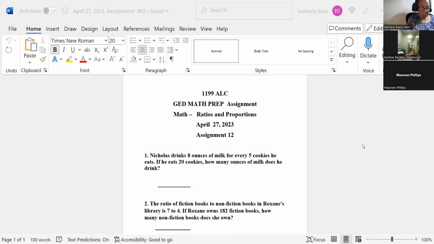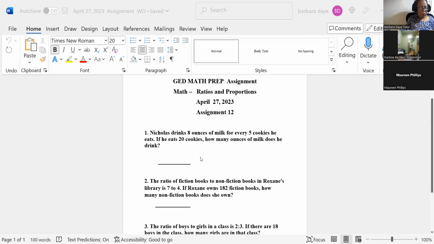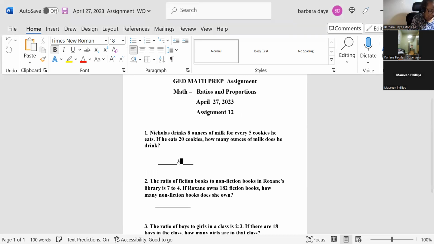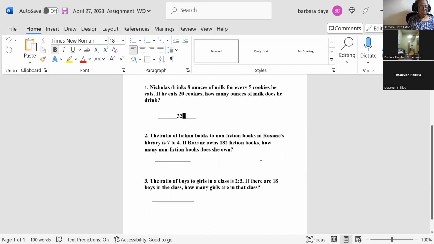The first one I get 32 for the milk. Okay, how many ounces of milk? 32. Okay, so you got 32. Let's put that here, 32. That is correct. What do you get for the nonfiction books? 14. I think I got 14. How did you solve it?